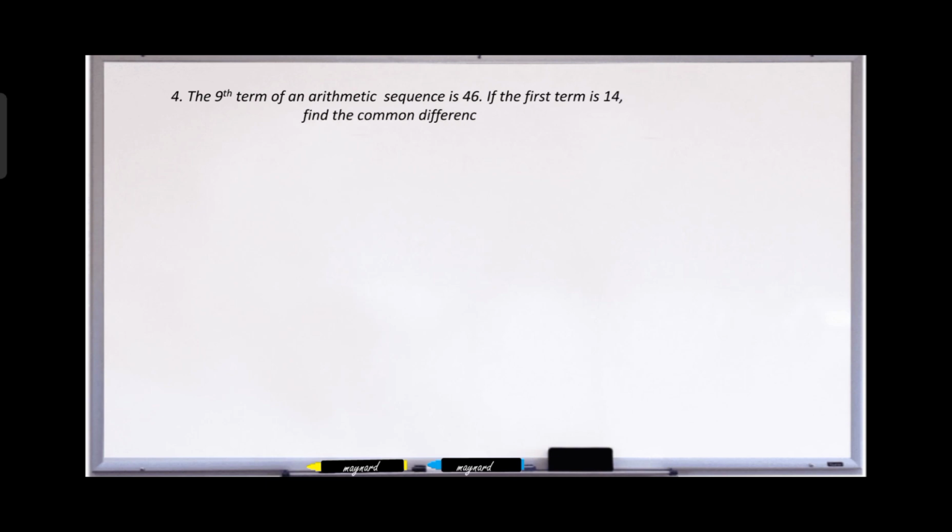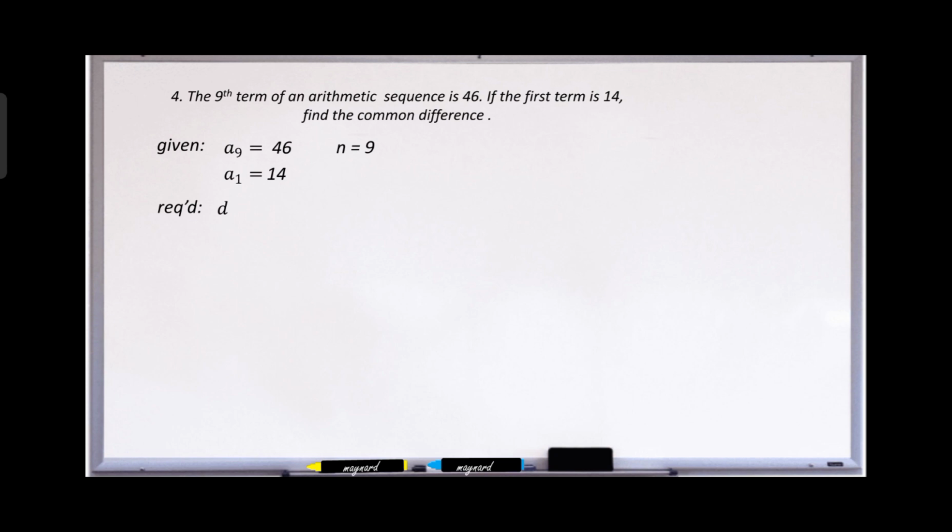Number 4, the ninth term of an arithmetic sequence is 46. If the first term is 14, let us find the common difference. Okay, let us write down the given. A sub 9 is equal to 46. So, yan yung 9th term natin. So, n is equal to 9. And then, ang a sub 1 naman natin ay 14. Okay, so we are required here to find the common difference, d.